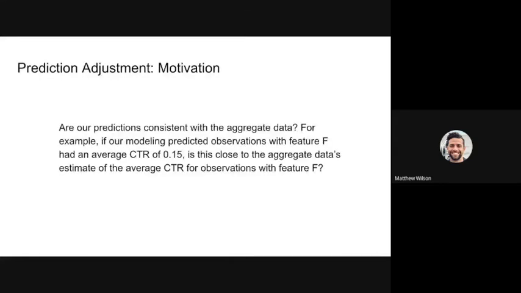So the motivation for prediction adjustment is basically the following question: are our predictions consistent with the aggregate data? For example, if our modeling predicted observations with feature F had an average CTR of 0.15, is this close to what the aggregate data says? If we look in the aggregate data for that feature or feature pair, and we pull out its CTR, is it close to 0.15? That's the motivating question. And I should credit Bartek here because he is the father of this idea.